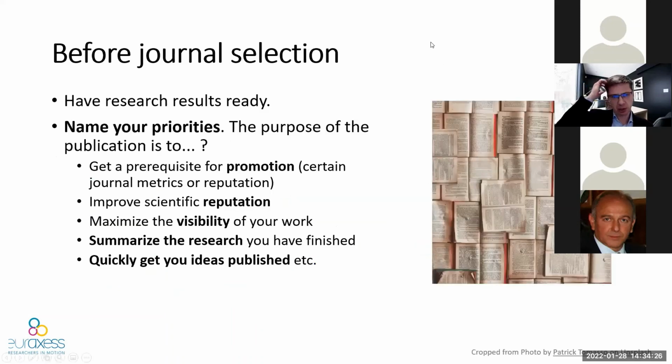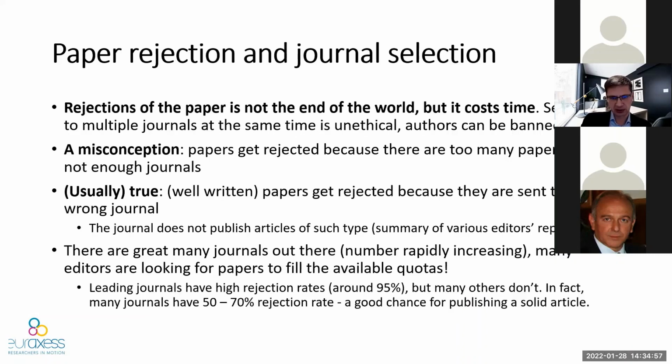And then when you have written and performed your research, and you have some draft of the paper, first name your priorities. Why do you want to publish? Do you want to get promoted based on this? Do you want to improve your reputation, maximize the visibility of your research? Do you want to summarize some research that you are finishing and this is the last thing you will publish? And do you want, for example, to quickly get your ideas published for others to see, because time is important in this branch?